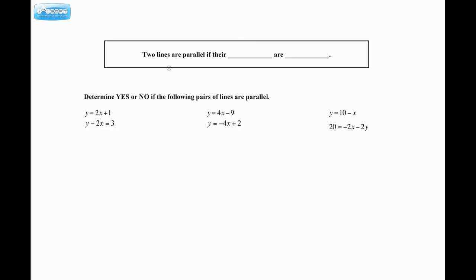All right, so let's just hammer home the idea. Two lines are parallel if their slopes are equal. Okay, so next we want to determine yes or no if the following pairs of lines are parallel without actually having to graph them. So here I have y equals 2x plus 1, so that slope is 2. So I'll make note of it.